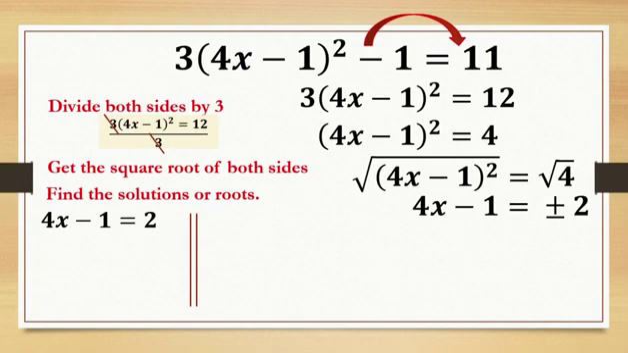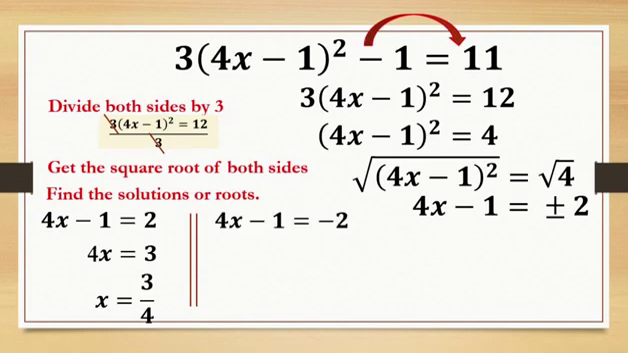Let's solve first the first equation. 4x minus 1 is equal to 2. So we have 4x is equal to 3. Why 3? Because we move the 1 to the other side, and it becomes positive. So 2 plus 1 is equal to 3. Next, divide both sides by 4, so the 4 cancels with the x. And then we will have 3/4.